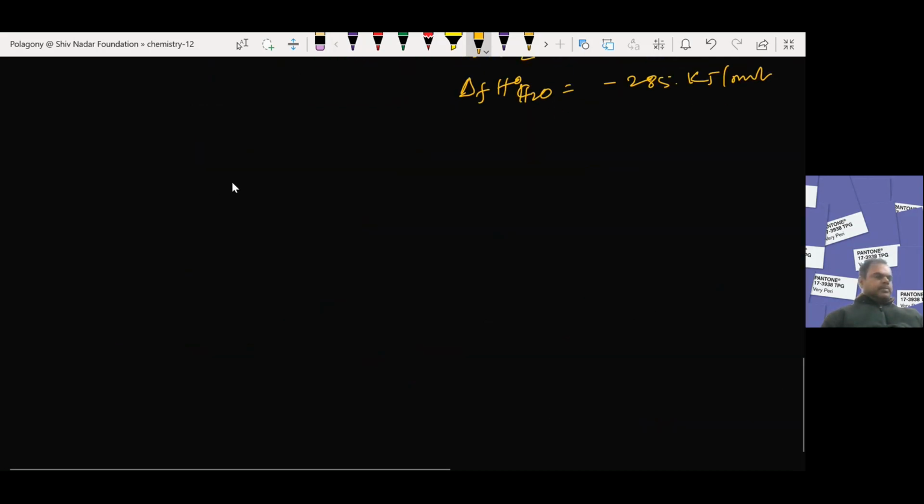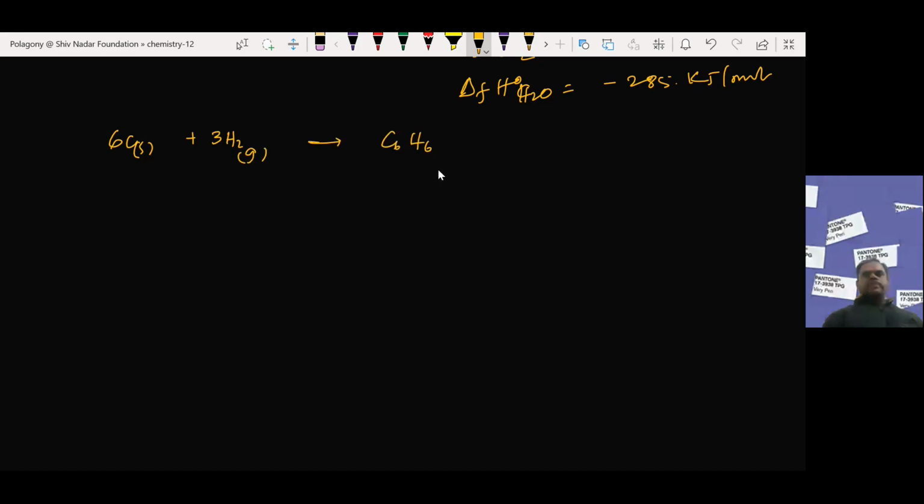So this is the question given for us. What we have to find out here is: 6C solid carbon, meaning graphite, and 3H2 gas combine to form C6H6, benzene gas. The standard enthalpy of formation of this is the question mark. This we need to find out.